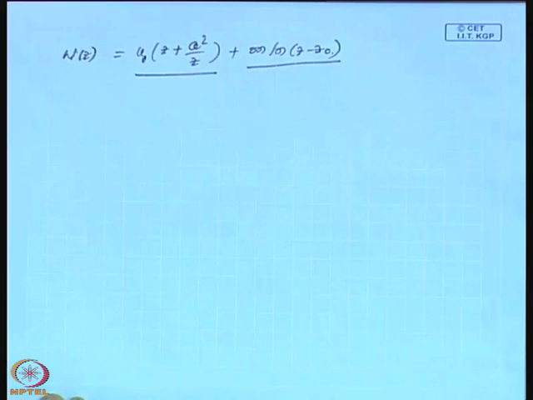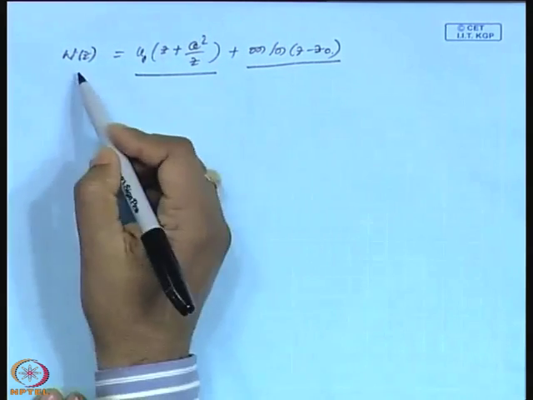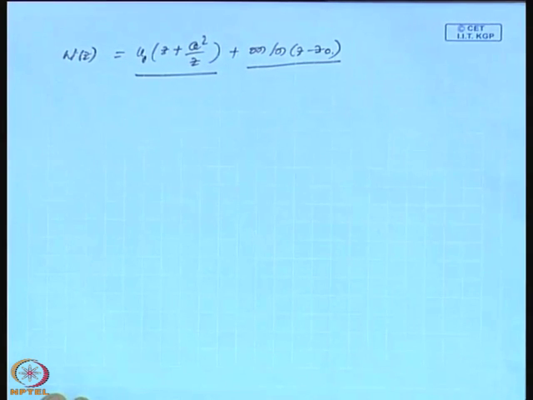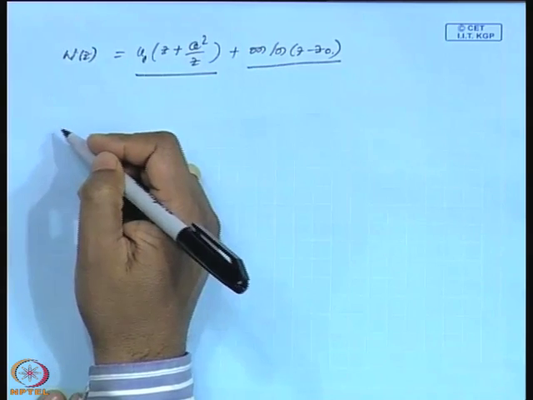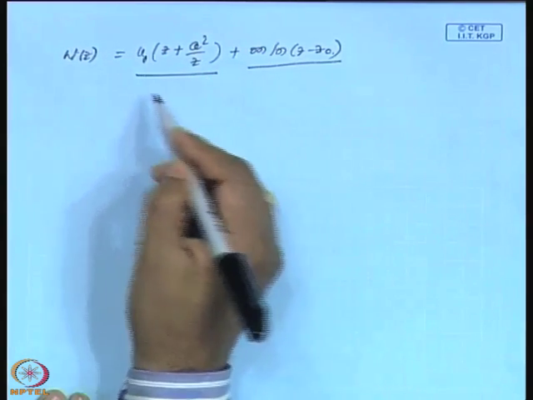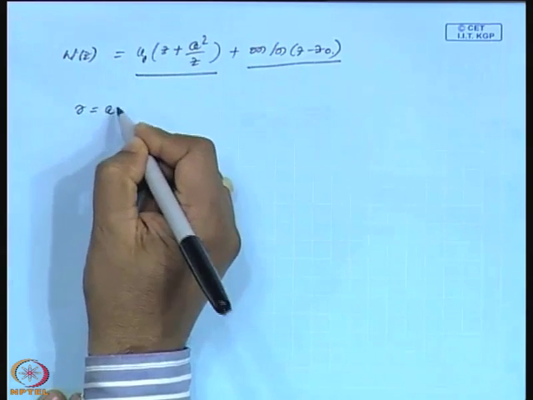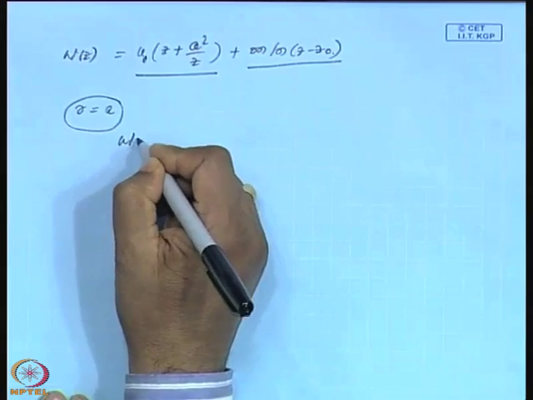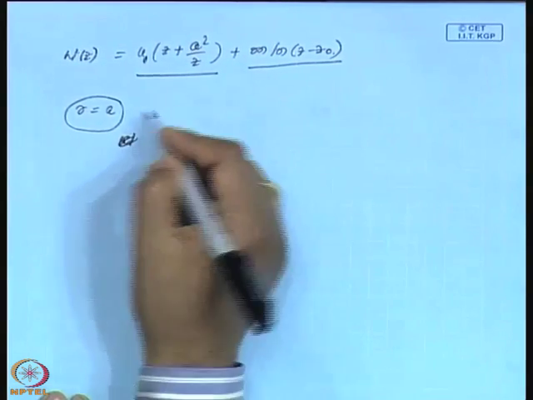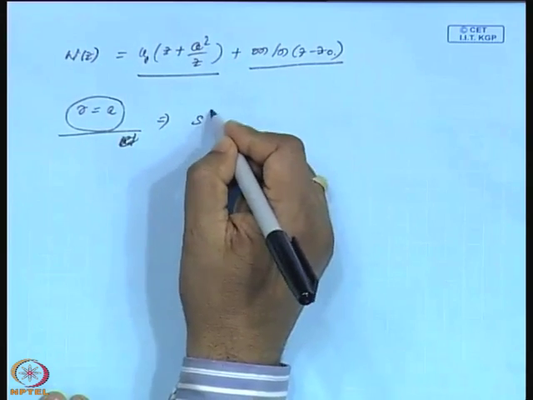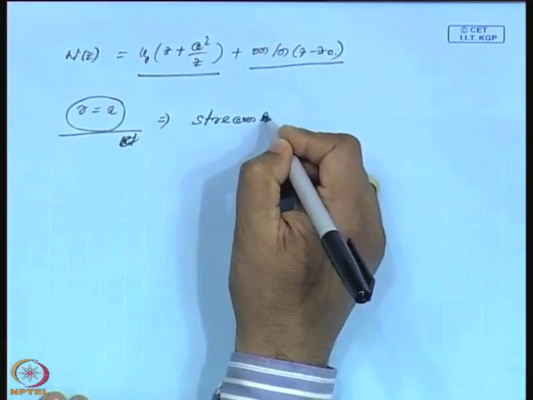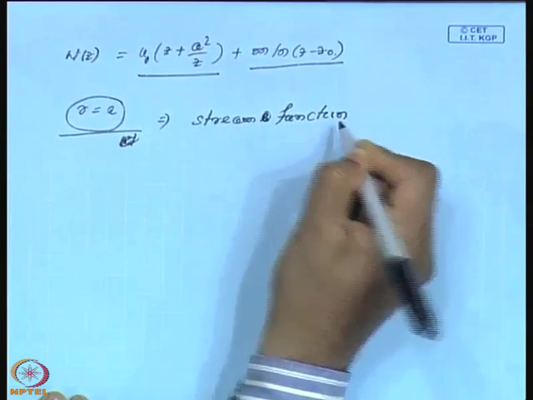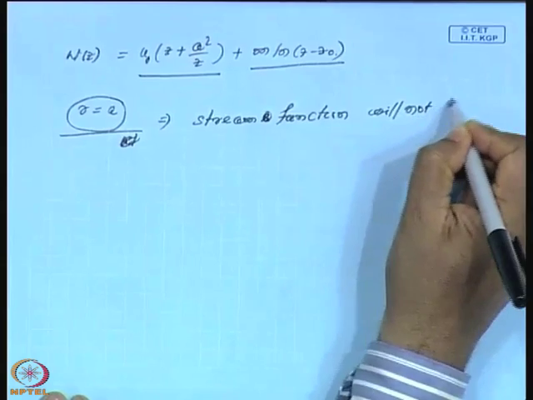Now whether this flow will represent, when you add this, whether all the three characteristics will remain or not. If I look at what will happen at r = a, at r = a this W(z) will not be a constant. At r = a, it can be easily seen that the stream function will not be a constant.